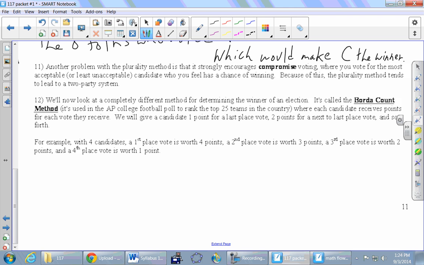Okay, so the idea here is that you start by giving 1 point for last place and then you work your way up. Now, how many points the first place vote is worth depends on how many candidates there are. Four candidates, first place vote is worth 4 points. But in AP college football, maybe there's 50 different teams that we're ranking. First place would be worth 50. Second place would be 49, all the way down to last place, which is consistently one. Okay? So let's go to the next page.